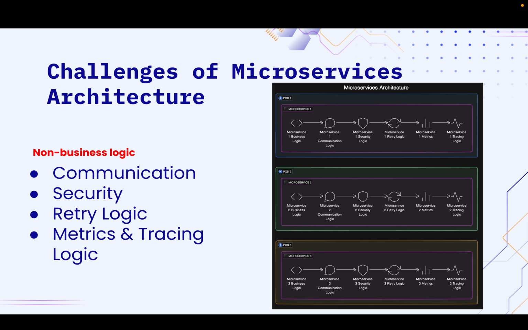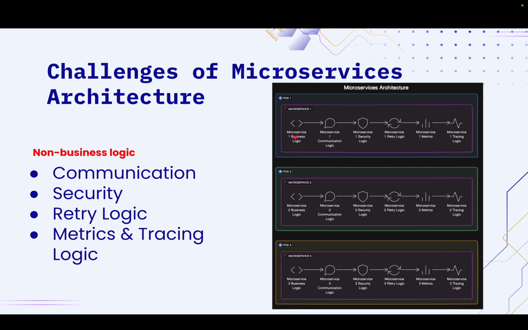Okay, now that we have deployed our microservices into the EKS cluster, let's talk about the challenges of microservices architecture. So let's see the diagram here. This is a microservices architecture. Let's say we have three pods. These are pods. The outer container is a pod, and then we have a microservices container running inside a pod. In each of these pods.